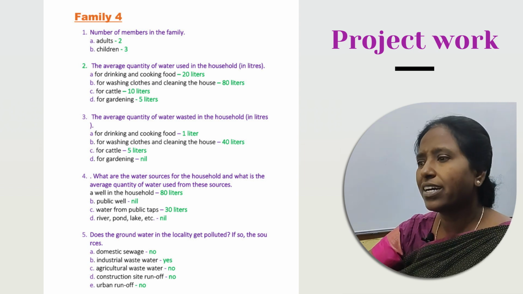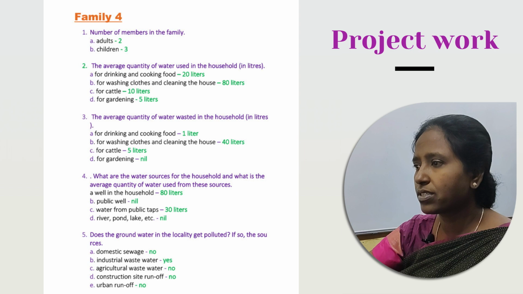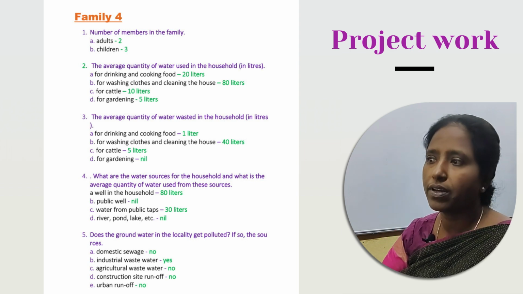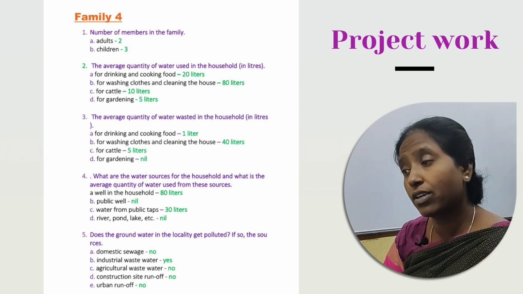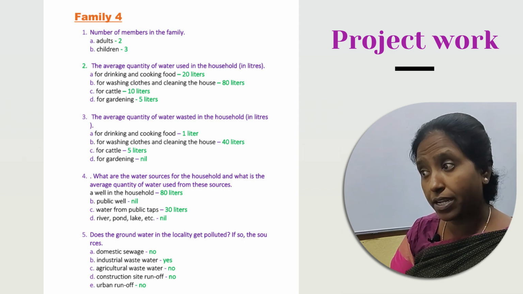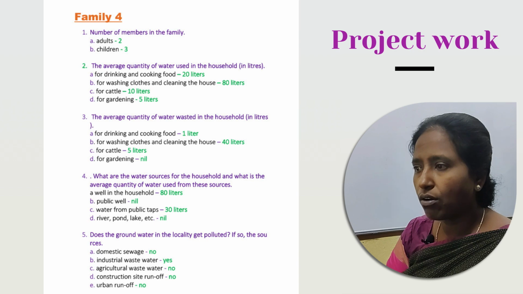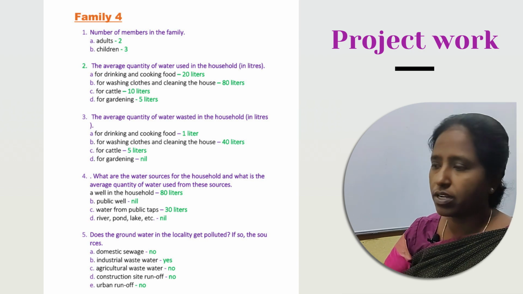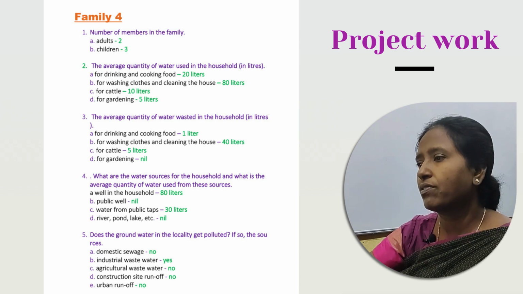Okay, so here it is an approximate value. How much are they taking? You can write it as per those people who are giving you the information. Is groundwater in the locality getting polluted? Yes, it is. How? Industrial wastewater. Okay, so this way you have to write.